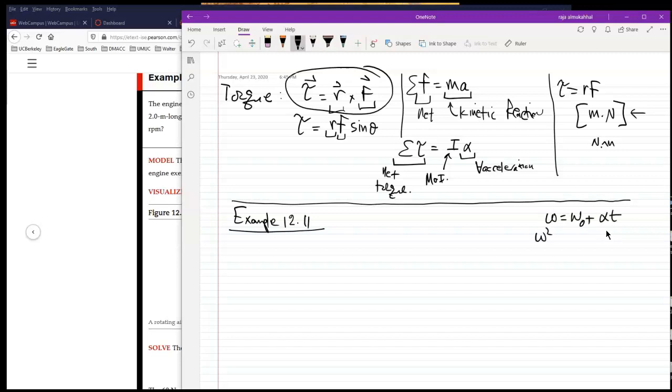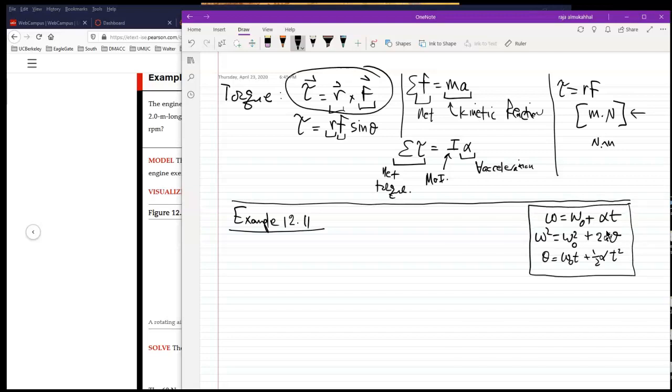And then we have omega squared equals omega naught squared plus 2 alpha theta, correct? And then we have theta equals omega naught t plus 1/2 alpha t squared. These are the rotational kinematics, and those are the ones that we're going to be using, okay?